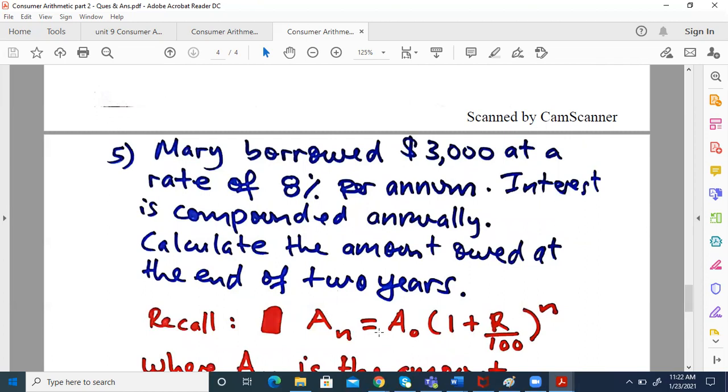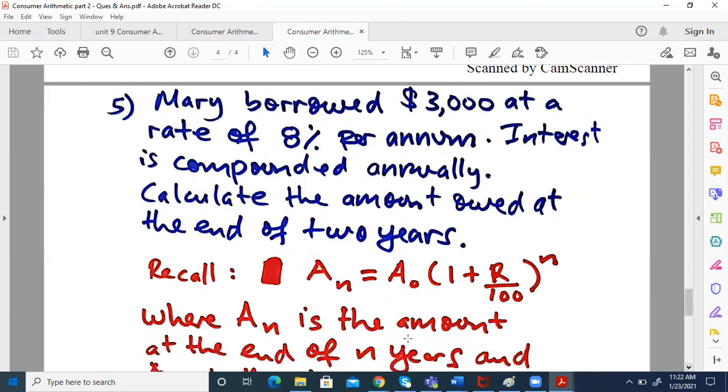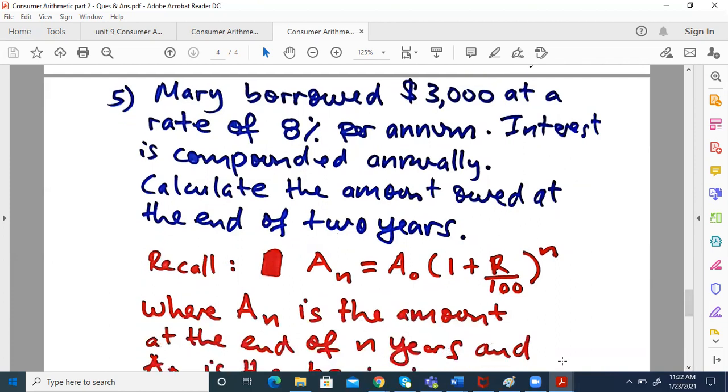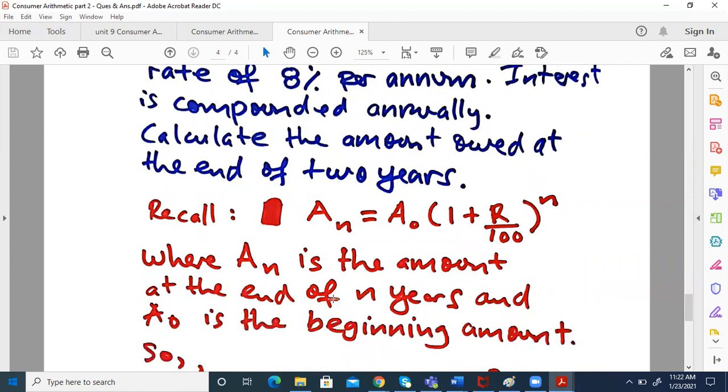So A_n equals A_0 in bracket 1 plus r over 100, raised to the n, where A_n is the amount at the end of n years. Same thing. End of n years, and A_0 is the beginning amount, right? Or I could have said the beginning principal balance.